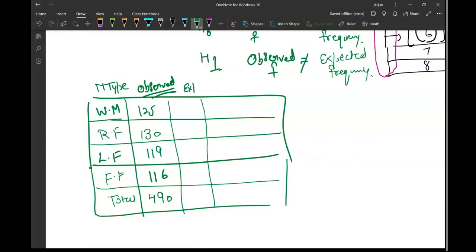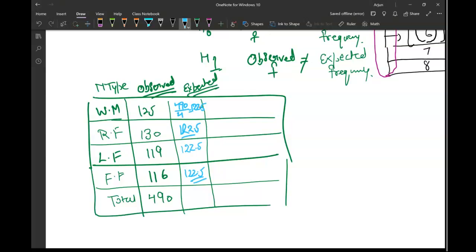And expected means what would have been the outcome under the ideal scenario. So this would have been 490 divided by 4, which is 122.5. Same way this will also be 122.5, because they all have equal opportunity: 122.5, 122.5.